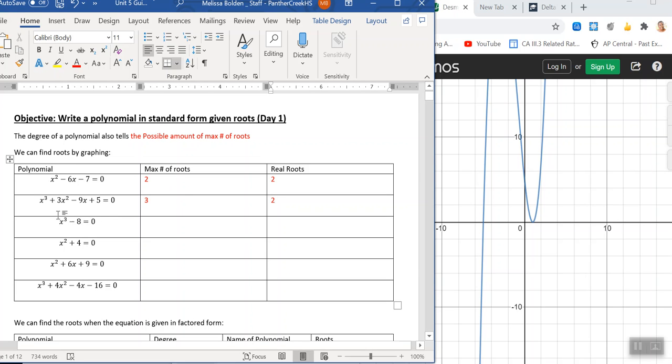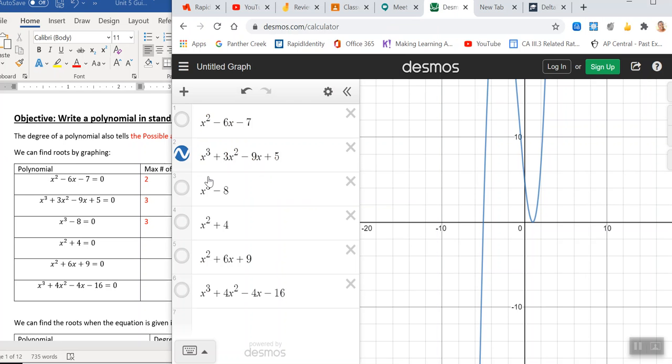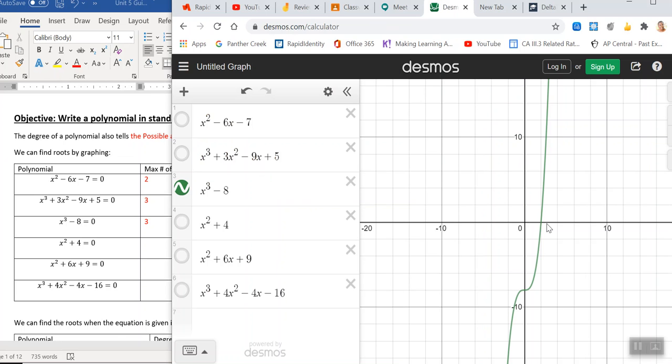This is another cubic function, x cubed minus 8. You may recognize that as the difference of 2 cubes. So the maximum roots that it could have is 3 because it's a cubic function. The degree is 3. Let's see how many real roots it actually has. So if I graph this, I see that it only has 1 real root, and that root is at 2.